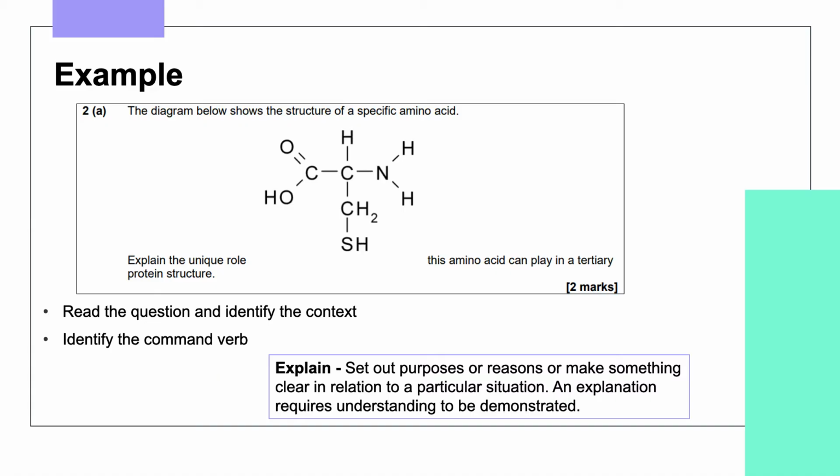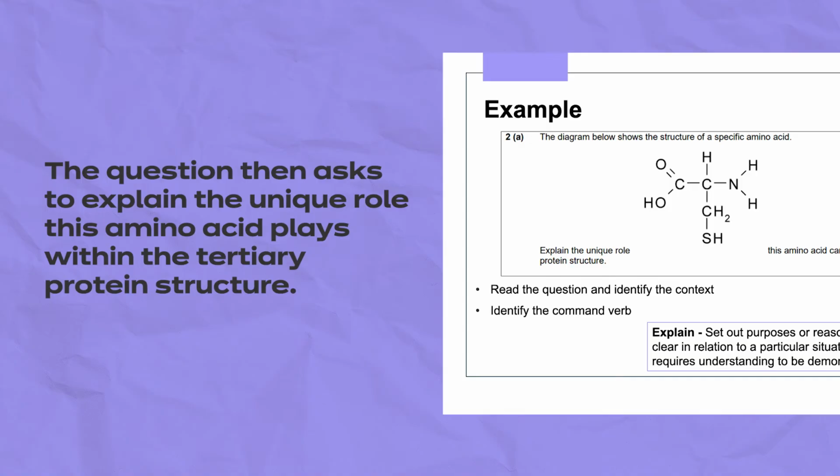Now let's take a look at an example of a short answer question. In this question, students are presented with a diagram of a specific amino acid. The question then asks to explain the unique role this amino acid plays within the tertiary protein structure. This identifies the context as simply the structure of proteins.